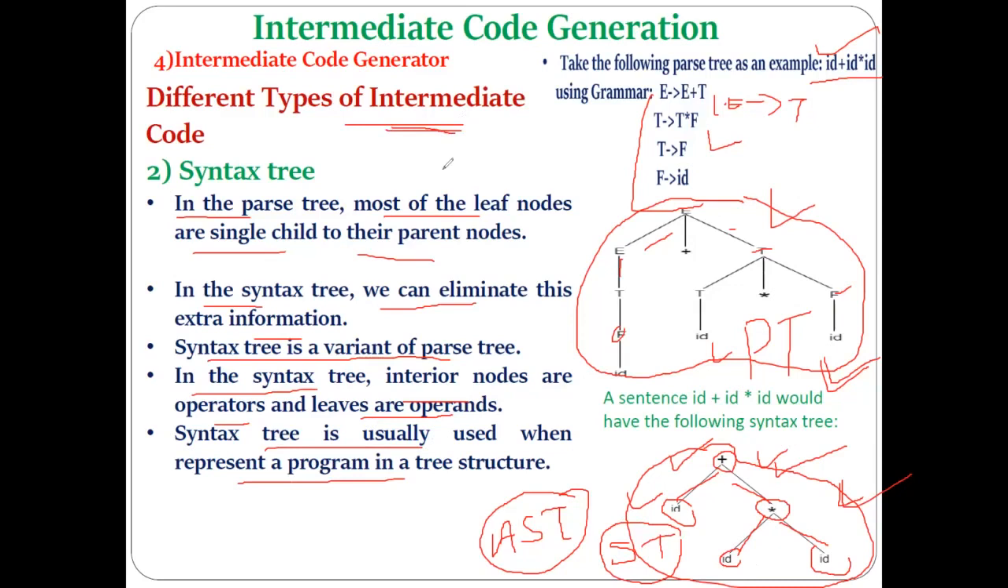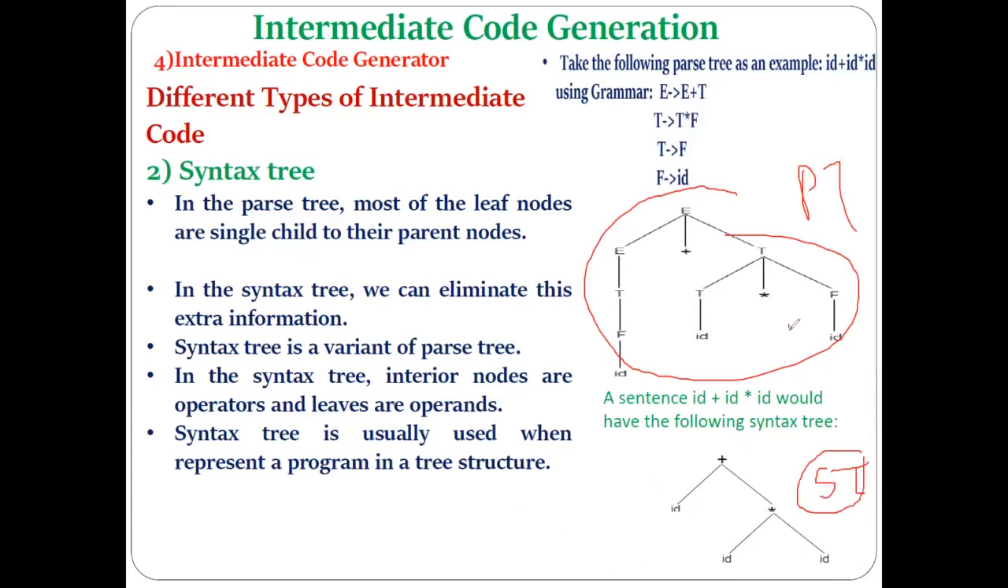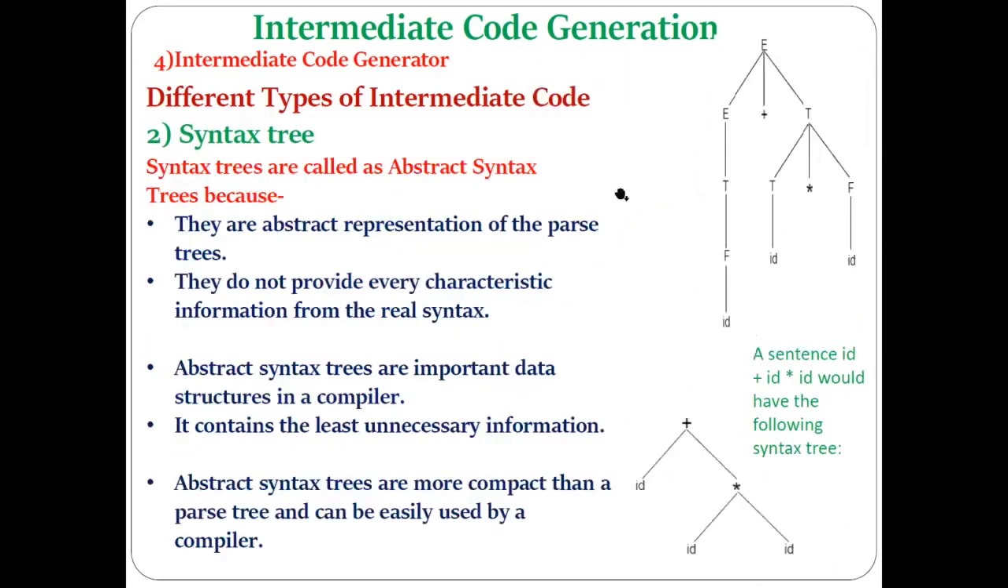For intermediate code generation, the parse tree is not preferred. Instead, the syntax tree or abstract syntax tree is preferred. I hope all of you got the difference between the parse tree and the syntax tree or abstract syntax tree. The simple difference is that this one contains too many details, while this one contains only the required details. It doesn't contain any grammatical rules and symbols. So this is all about the syntax tree or abstract syntax tree.